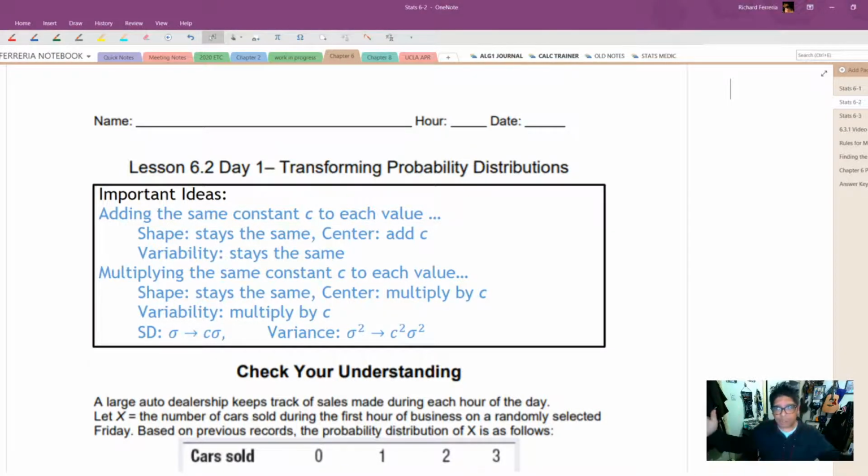Now, if you multiply by a constant, the shape is going to stay the same. It's just going to be stretched out or compressed in, but in the geometric sense, it's a similar shape. The center will be multiplied by that same value c, and the variability will also be multiplied by that same value c. We have some equations here. The old standard deviation gets transformed to c times the old standard deviation. And if the old variance was sigma squared, the new variance is sigma squared multiplied by c squared.